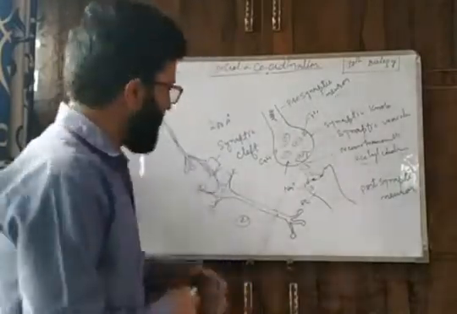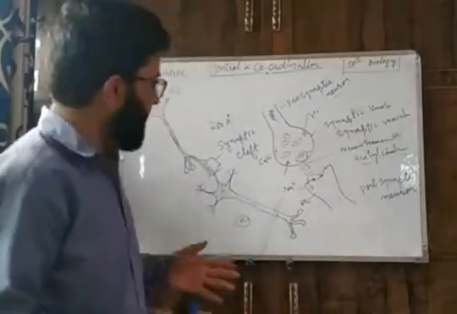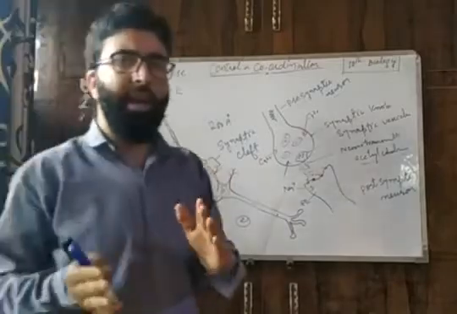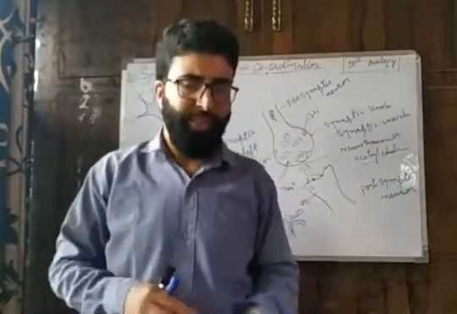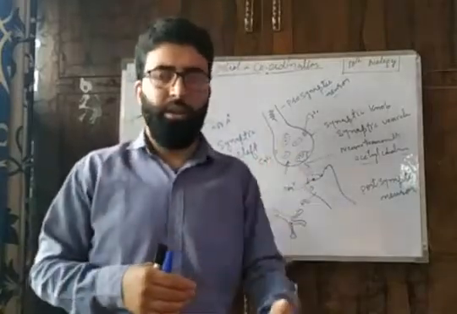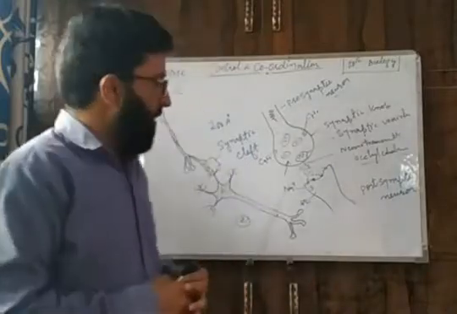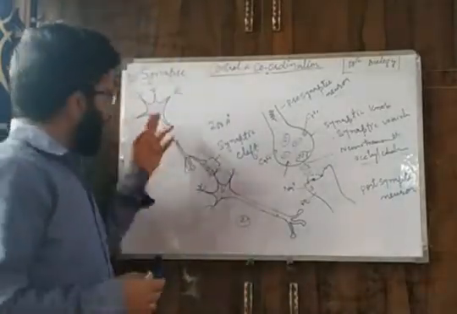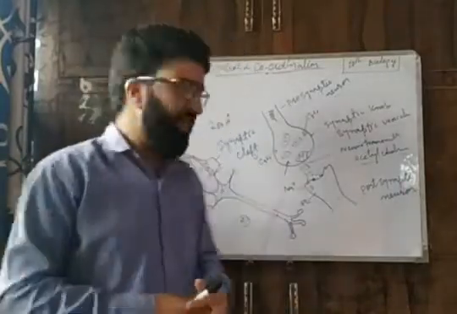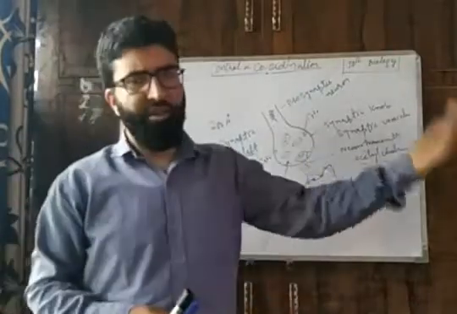This junction is called synapse, and these junctions are also called neuron junction. There are other junctions like neuromuscular junction and neuroglandular junction. That is, when these dendrites receive the nerve impulse, they will pass it on to another neuron, and it will reach the brain.